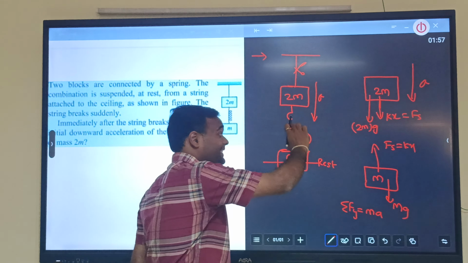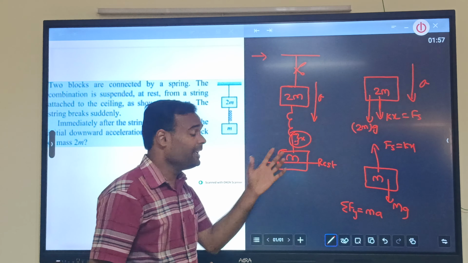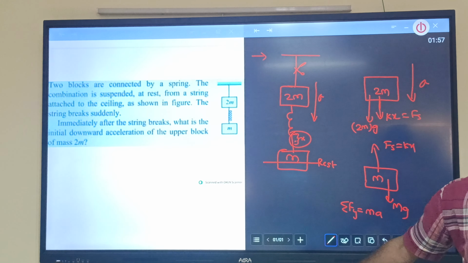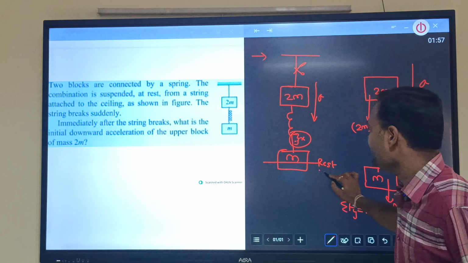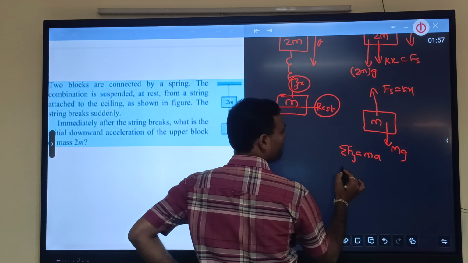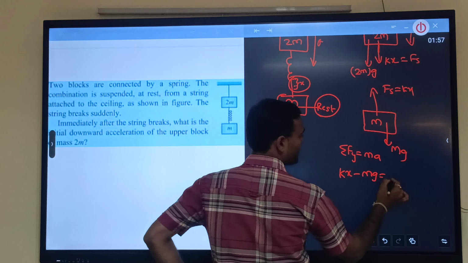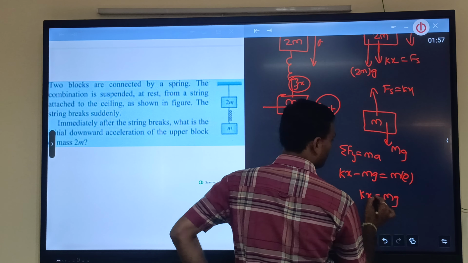First point, the extension has to be closed. That extension has to be compressed, and the spring has to attain the original position. Then only this will try to move in the downward direction. But the question is immediately. Immediately means this is still at rest only. So can I say now, kx representing in the upward direction, mg representing in the downward direction, mass into 0. So kx is equal to mg.